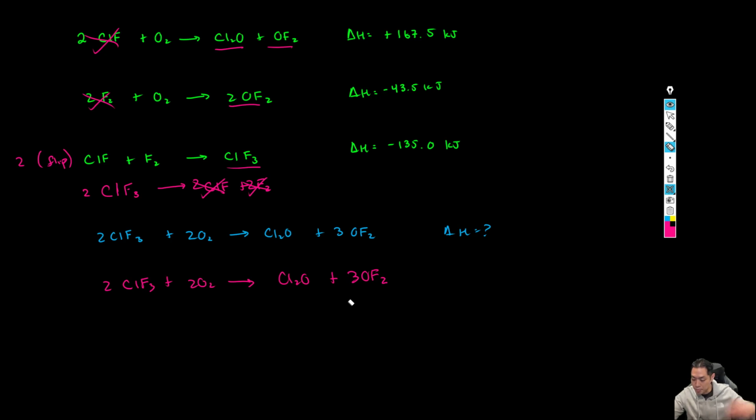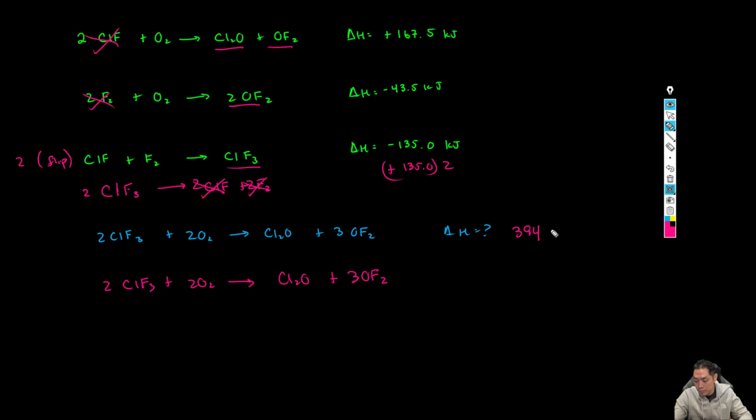All I did was flip this one and multiply by 2. So this becomes positive 135.0 times 2. And you're just going to add the rest of them together: 167.5 plus 43.5, minus 43.5, plus 135 times 2. So I get a delta H of 394.